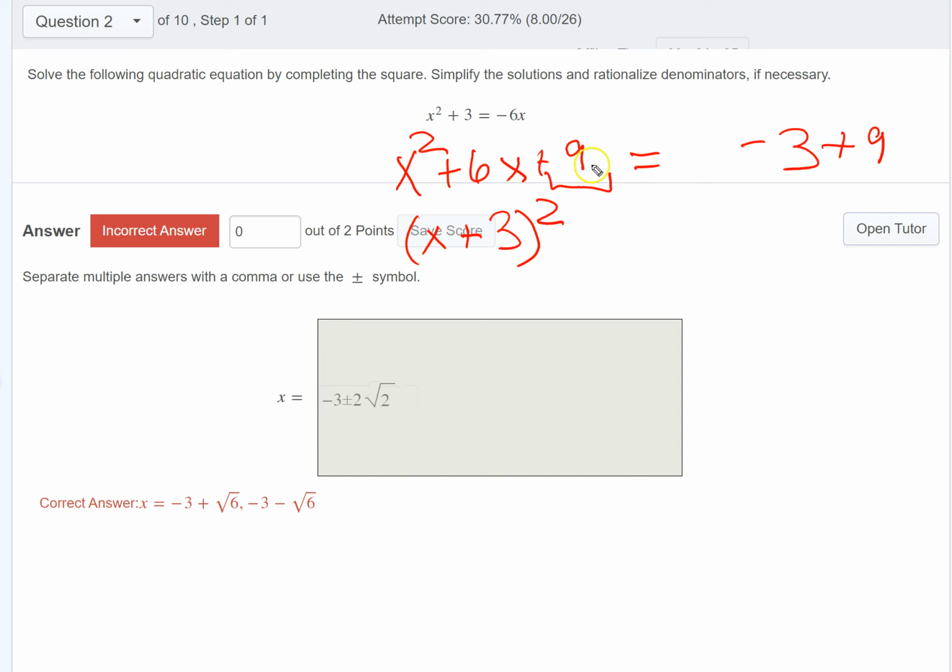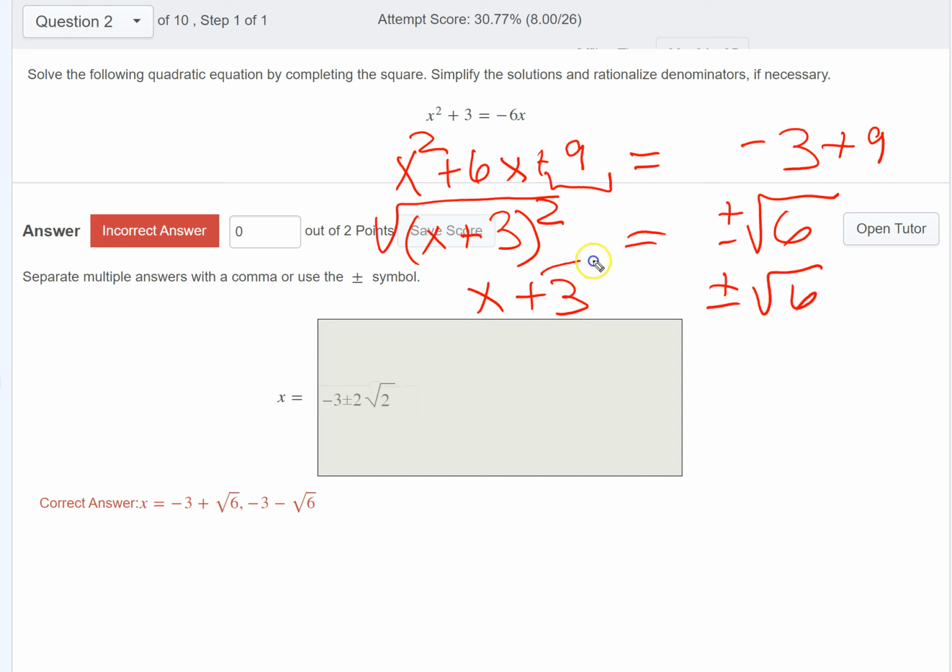Now we factor this into its binomial square, which is completing the square. And now this equals 6. So we take the square root of this side plus or minus the square root of this side. This becomes x plus 3 plus or minus the square root of 6. We transpose the 3 over, it becomes a negative 3. And there we have our set of answers.